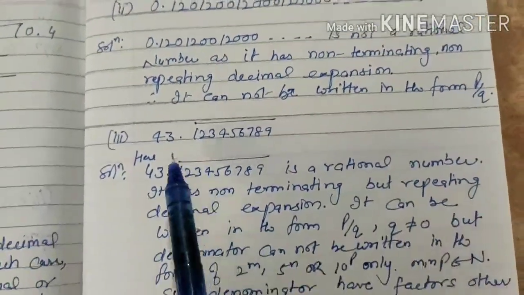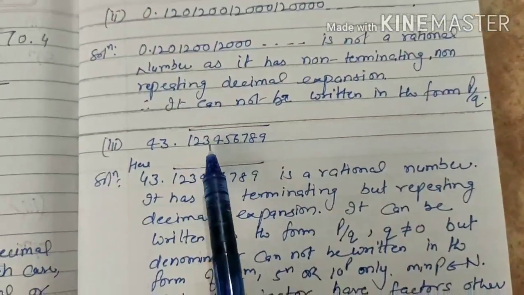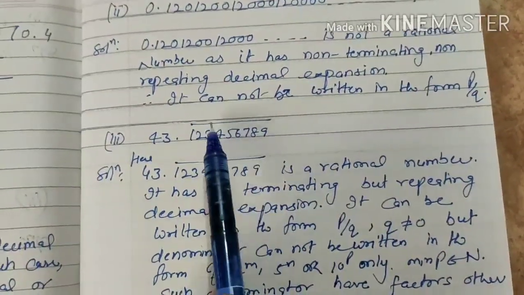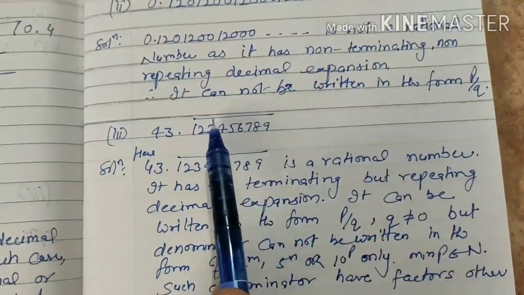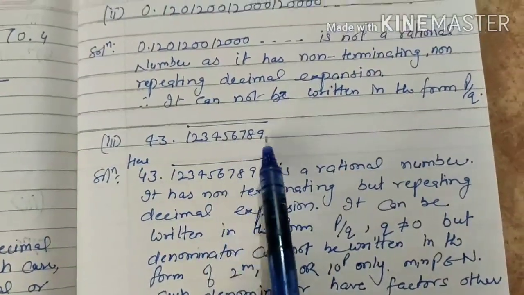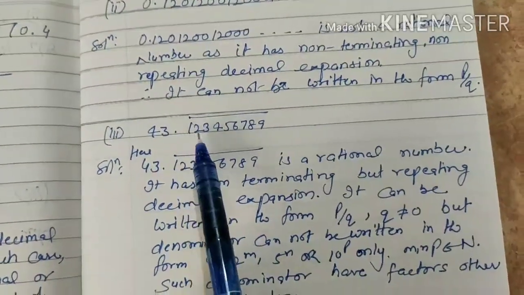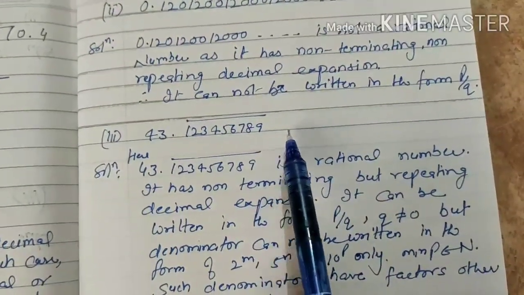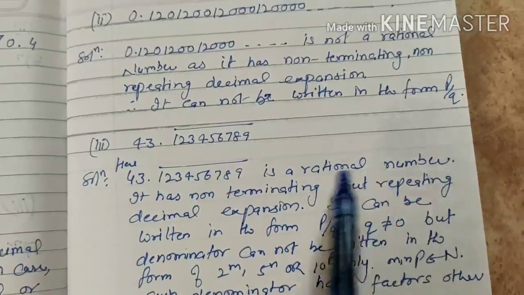So in the next part, we have 43.123456789 bar. So bar sign you already know. So bar sign means that this block is repeating again and again after decimal. So after decimal, first 1 2 3 4 5 6 7 8 9, so this will repeat again 1 2 3 4 5 6 7 8 9 and so on.